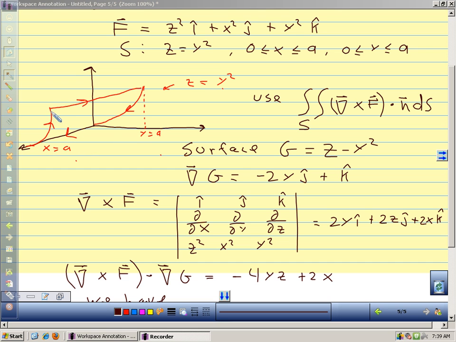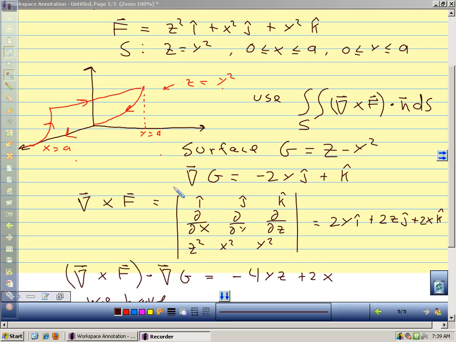On these sides, you would say that y equals z squared, and x equals a, and you'd write f in terms of that parameterization, x equals a. And then you'd have to find r prime for that one, and find f dot r prime. That makes sense. Okay.